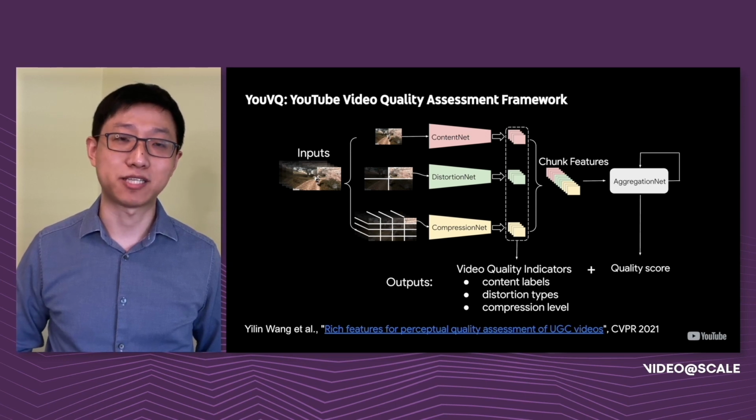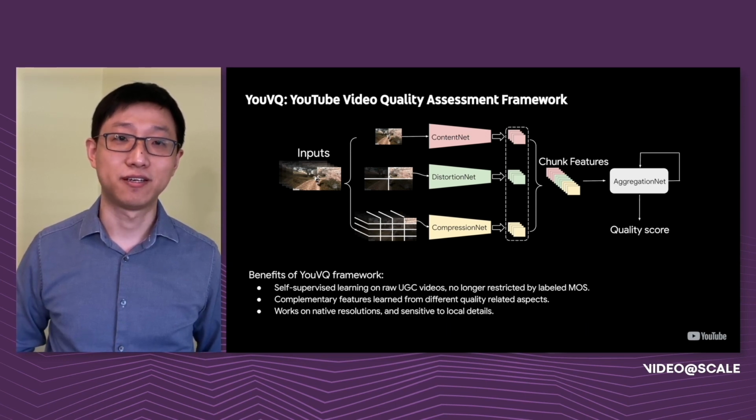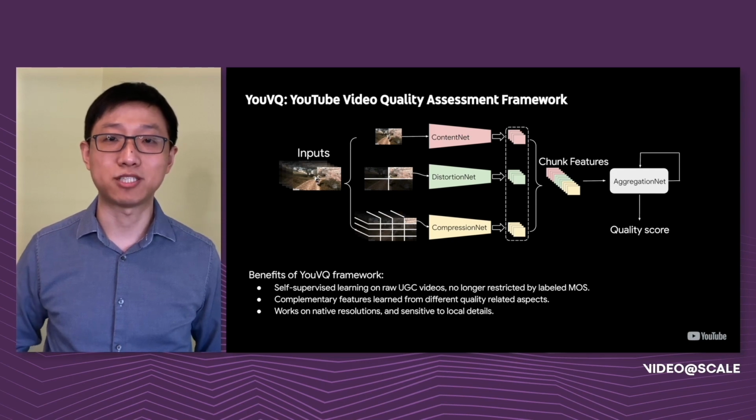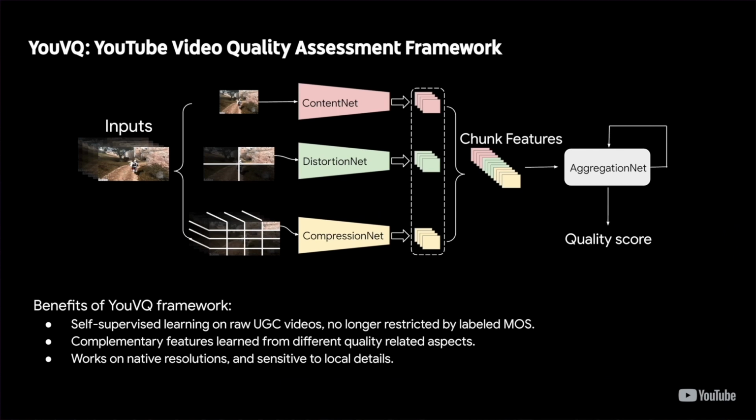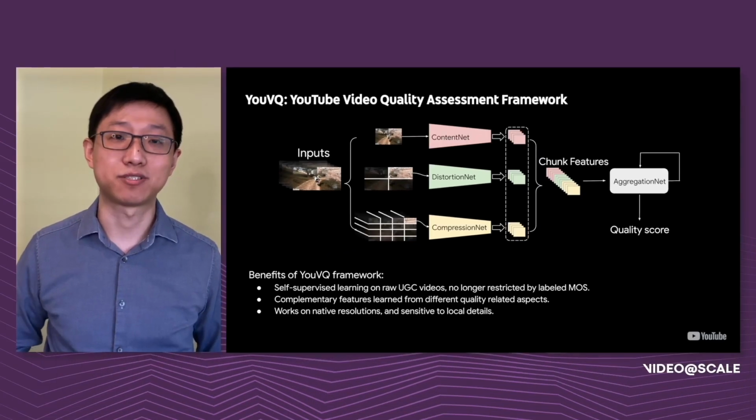This work has been accepted by CVPR this year. Without getting into too much detail, here I summarize the innovations of the YouVQ model. Besides the self-supervised learning and comprehensive features, another important benefit of YouVQ is that for some subnetworks, the input frames are split into small patches and fed into these subnetworks without downscaling. In this way, the YouVQ model can work on native resolutions and is sensitive to local details.